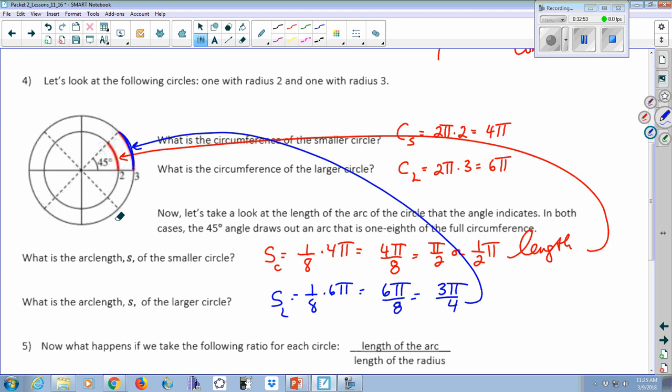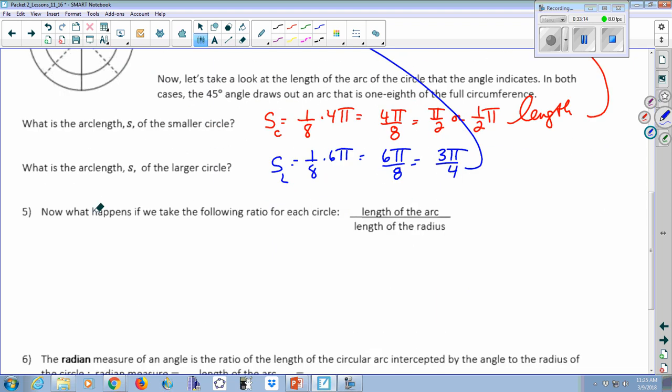All right. Now this is where all the fun comes in. If I take those arc lengths, remember what we said about radian. A radian measure was the ratio of the length of the arc divided by the length of the radius. So let's take these arc lengths and divide them by the length of the radius. So for the smallest circle, the length of the arc was 1/2 pi. And if I divide it by the radius, which is 2, what do I get? Pi over 4, thank you. Or you could say 1/4 pi, because half of a half is a quarter.